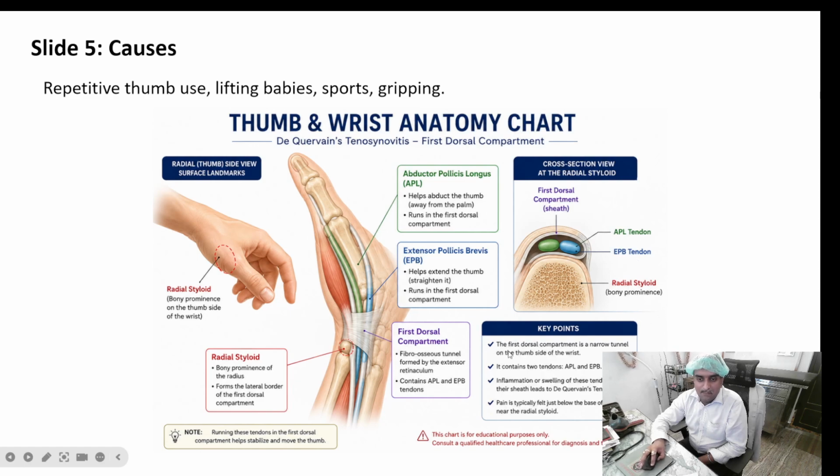Key points: the first dorsal compartment is a narrow tunnel on the thumb side of the wrist. It contains two tendons, the APL and EPB. Inflammation or swelling of these tendons leads to De Quervain tenosynovitis. Pain is typically felt just below the base of the thumb near the radial styloid. Everybody says the pain is at the base of the thumb.